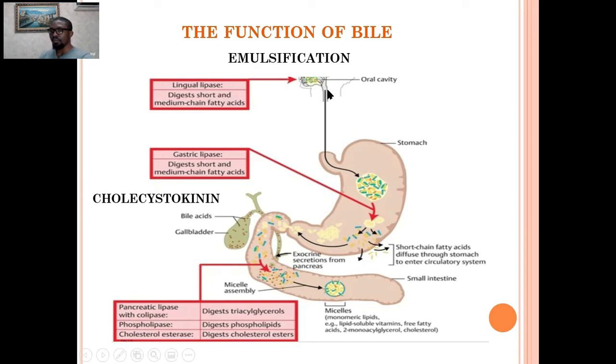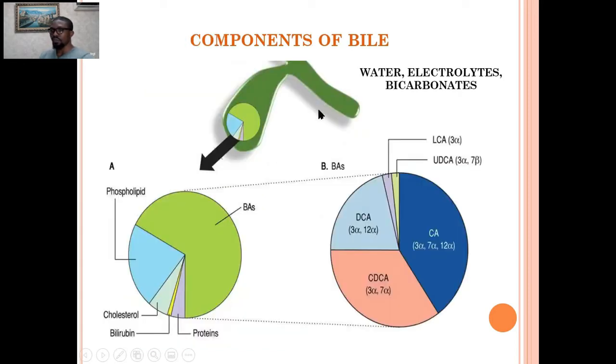Now let's focus on the bile for a minute and see what it is actually made of. A major component of the bile is made up of bile salts and bile acids. That is approximately 70% of the total composition. 15% is made up of cholesterol and phospholipids, and about 5% is made up of proteins. Interestingly, only 1% is bilirubin, and there are other components like electrolytes, water, and bicarbonates.